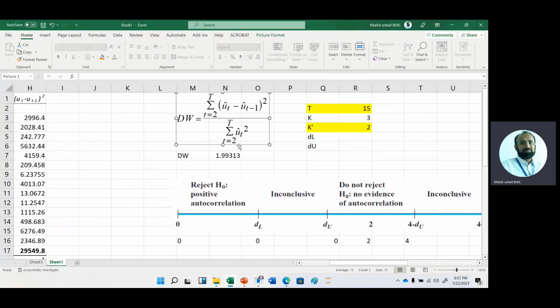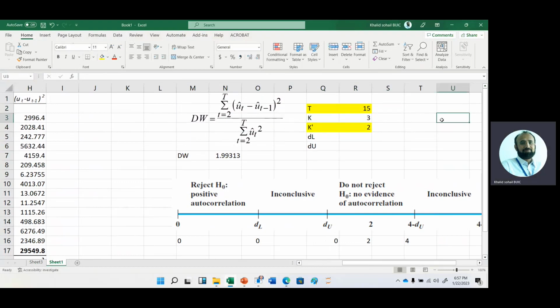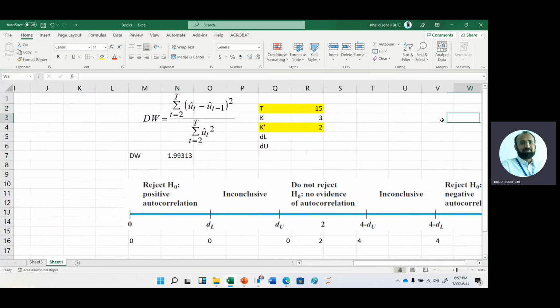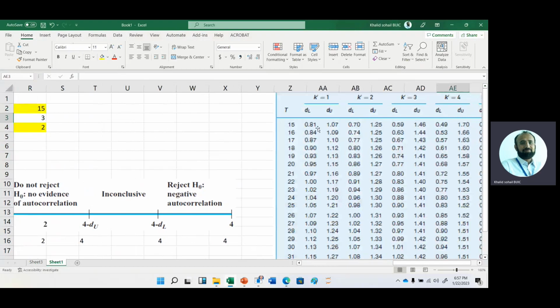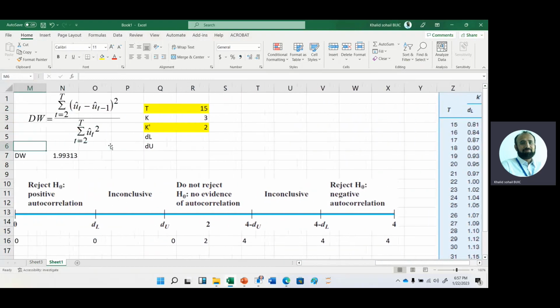So just go to the table. Here we have the table. From the table, we have T 15, and then we will take these two numbers. Here K prime equal to 2. The one value of D is 0.7 and then 1.25. So here we have the table. We will put the values here.